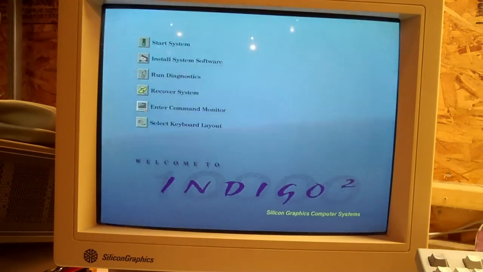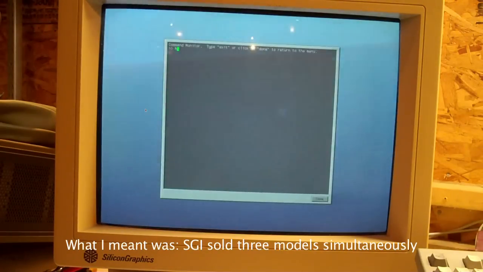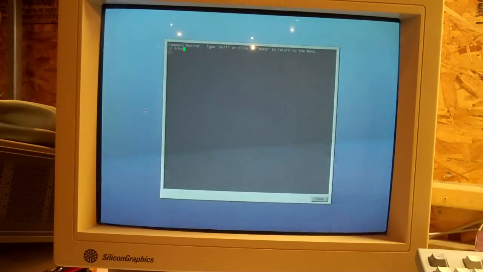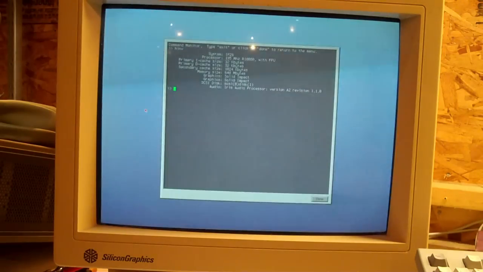They generally ran these systems in groups of three. You would have the low-end desktop, you'd have the badass graphics workstation, and then you'd have the monstrous visualization server. And in the case of this series of machines, the low-end desktop machine was the Indy. Then we had the Indigo 2, and then finally the Onyx.